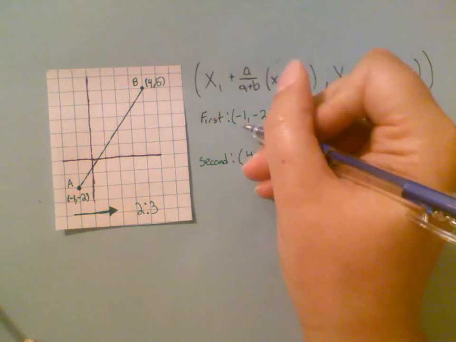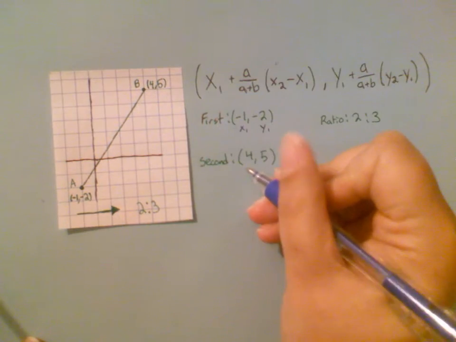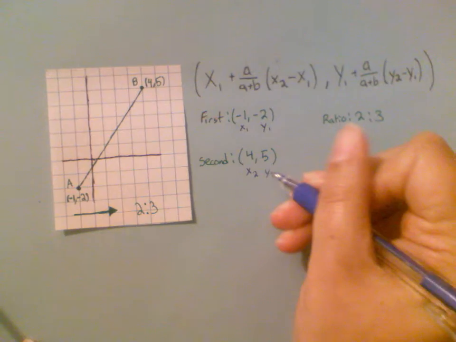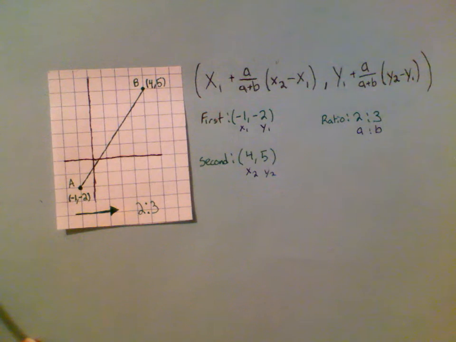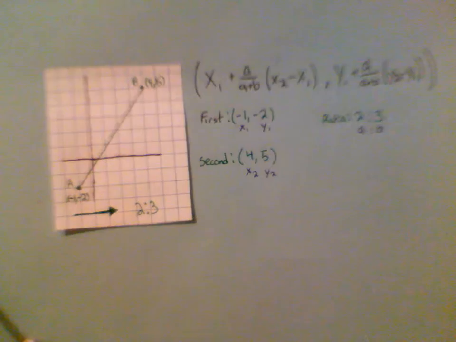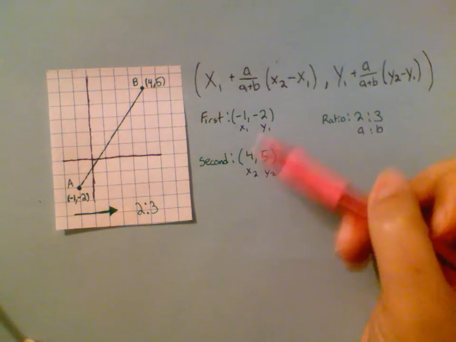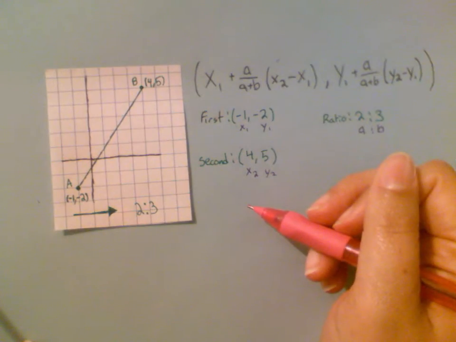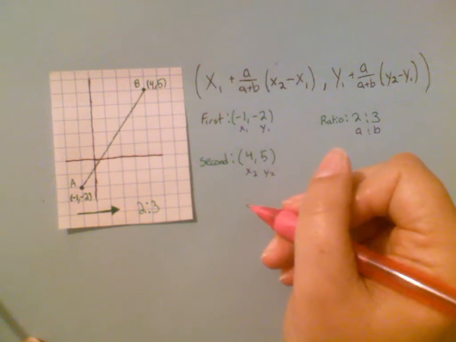So our first point is our x sub 1 and y sub 1. Our second point is our x sub 2 and y sub 2. And our ratio is a to b. Okay, so all we have to do now is substitute into the formula for those things that we have here. So anywhere I see x sub 1, I'm going to put -1. Anywhere I see y sub 1, I'm going to put -2, and so forth. So after I do that substitution, this is what I'll have.